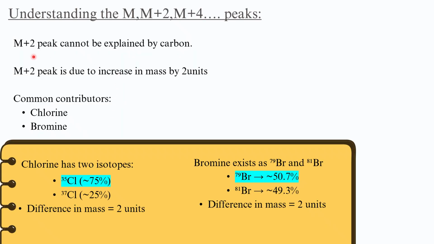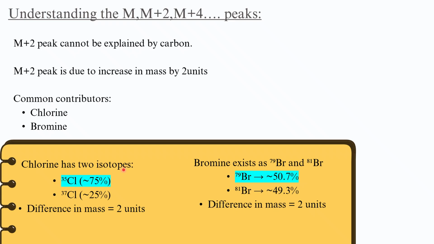The M plus 2 peak cannot be explained by carbon. We know the reason, which we discussed in the previous slide. The M plus 2 peak can be due to an increase in mass by 2 units. So let us take the example of elements which increase the mass by 2 units. There are common contributors that you will study. The first one is chlorine, the second one is bromine. Chlorine has two isotopes, chlorine 35 and chlorine 37. The abundance of chlorine 35 is 75.